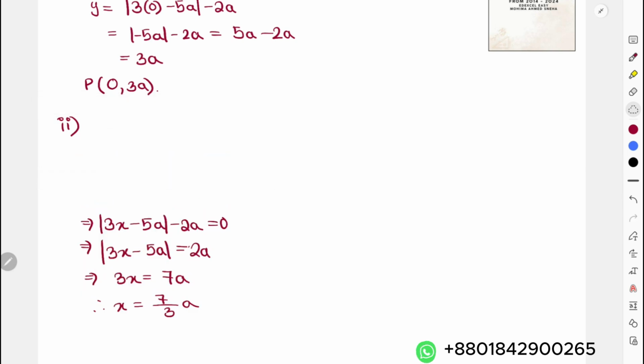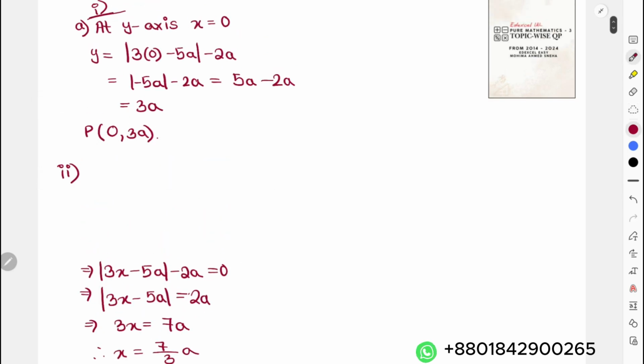Just 1 minute. As it was already written over here, your 3x minus 5a was inside the absolute function. That means obviously one of the versions of this is going to be positive. It's positive 3x minus 5a, and the other version is going to be negative, right?